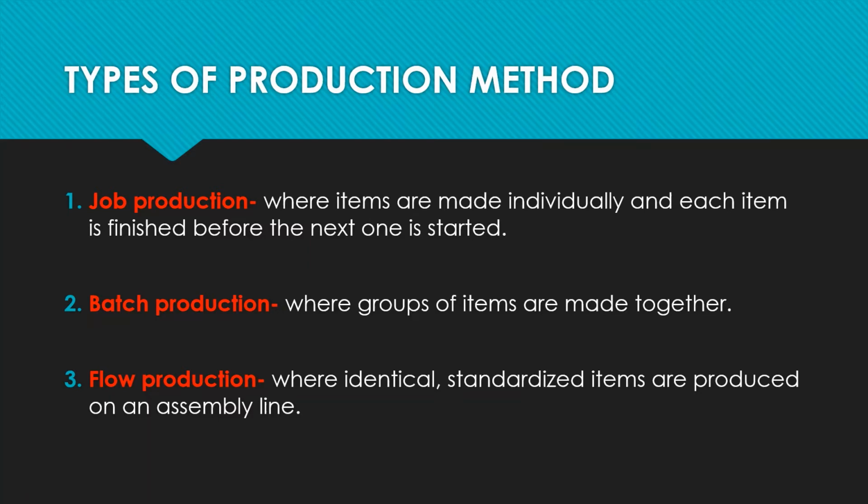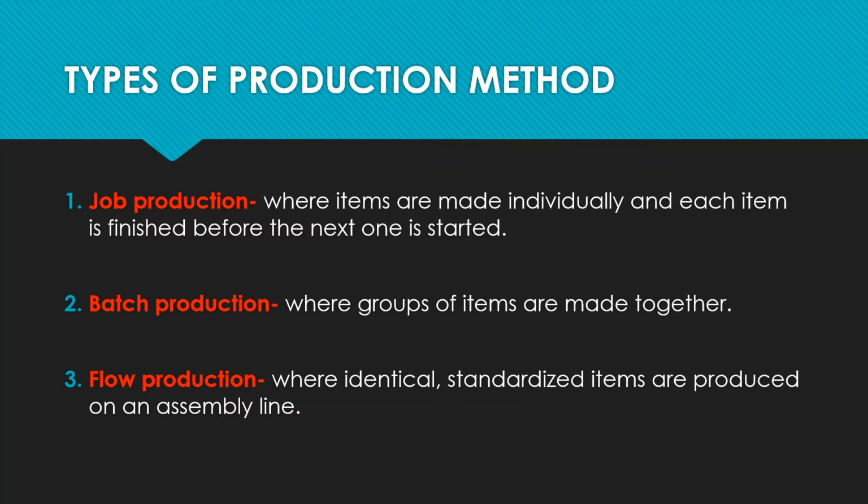Batch means a group of items coming under one batch. A group of items are made together under one batch. Until and unless a group of items are made under one batch, you cannot start making more items under the next batch. This type of production is known as batch production.